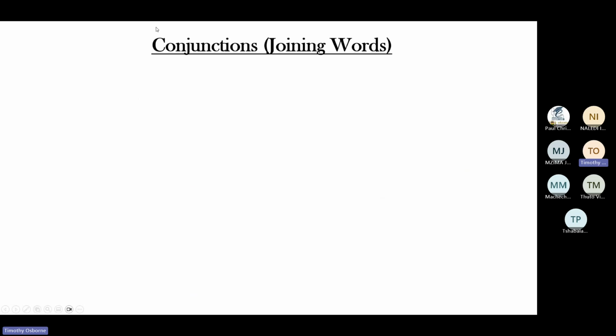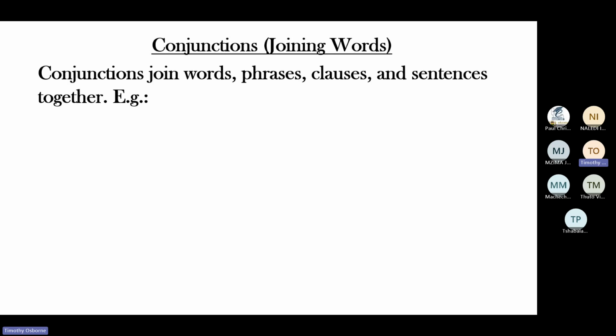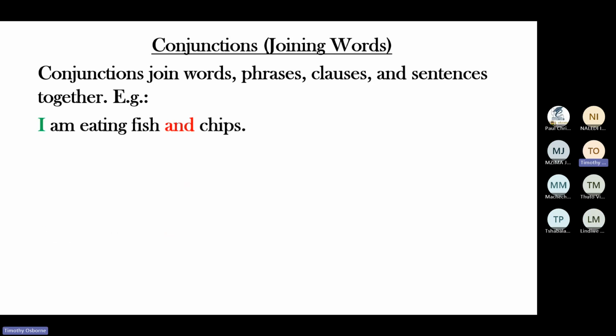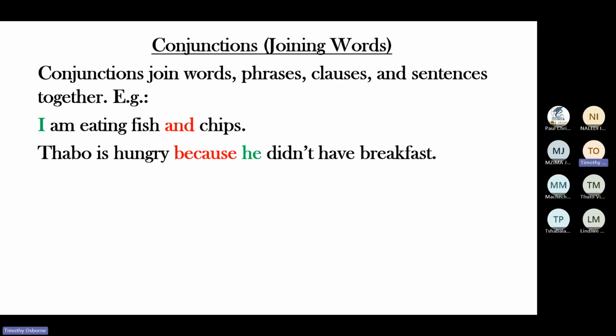Now, conjunctions. We all know the primary school definition from way back in grade 2. A conjunction is a joining word. Well, that's the best definition you're ever going to get for it. Anyway, they join words, phrases, clauses, and sentences. And here are some examples. One of my favorite meals, fish and chips. Very simple coordinating conjunction there.